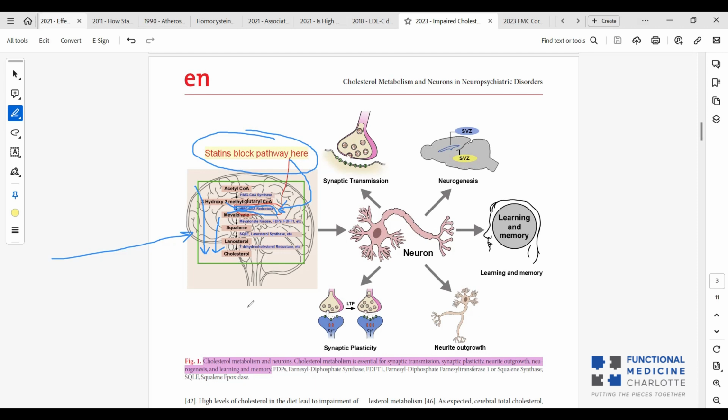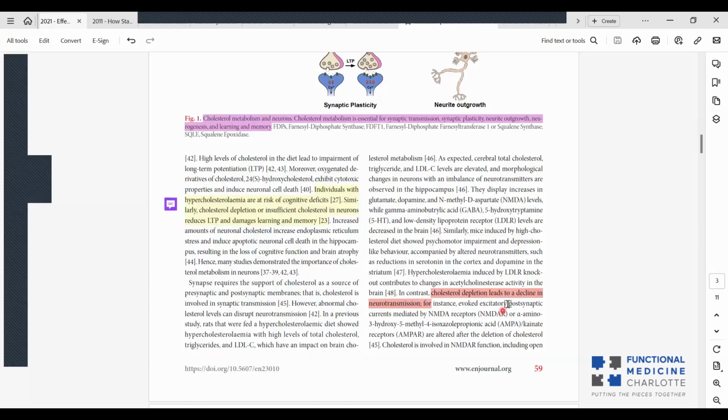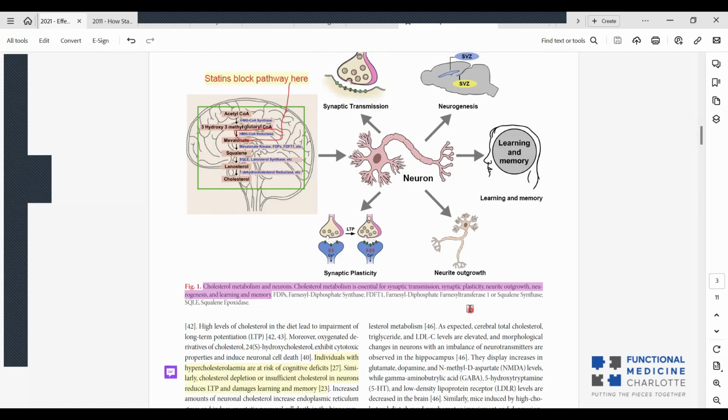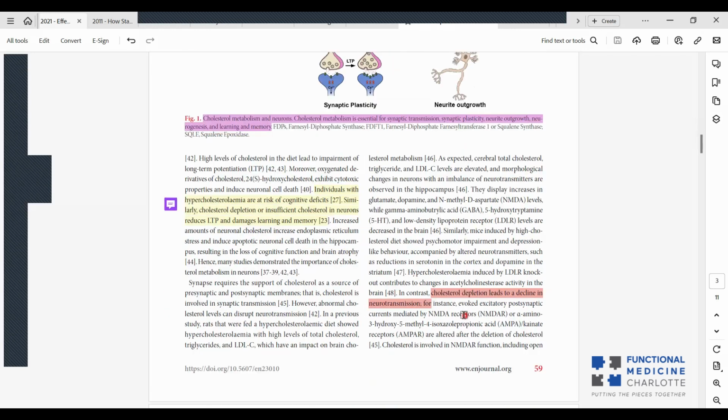Well, remember, it just said below, if your cholesterol is too low in the brain, you don't get learning and memory. So there's the pathway of how statins can cause memory loss that we talked about last week, and here it is in a newer paper. Why? Because if we don't have enough cholesterol, we don't get synapses, we don't get the neuroplasticity, we don't get those new pathways. So then we don't get the learning and memory we desire. Cholesterol depletion leads to decline in neurotransmission. All right, so if we don't have enough cholesterol, we also don't have good neurotransmission.